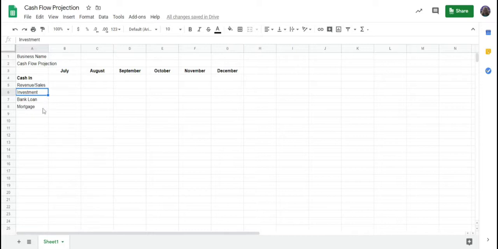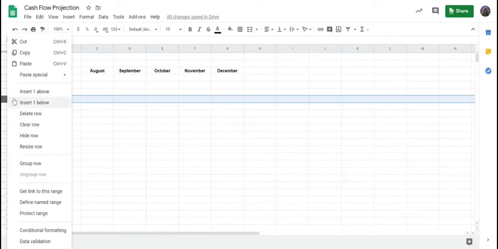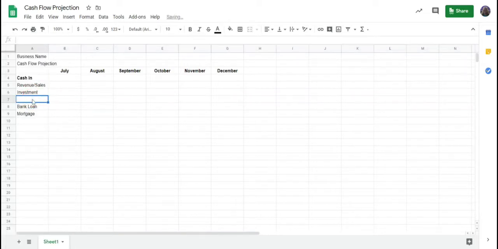If you get along here and you need to add another line, you can always click here on the numbers, right click and hit insert one above. I could put that differently if I have multiple investments. But really, this is entirely formatted and specialized to whatever your business is looking at. Before we add the numbers, I'm going to just finish up this left-hand side. Once I have my list done, I'm going to have my total cash in.